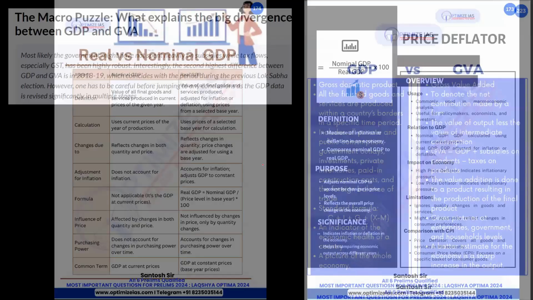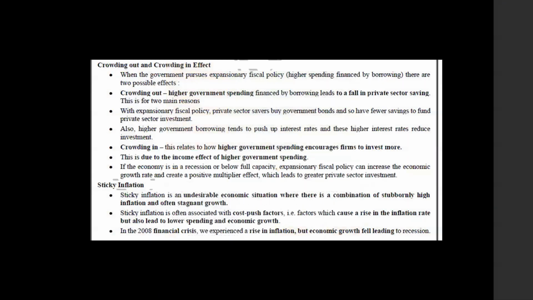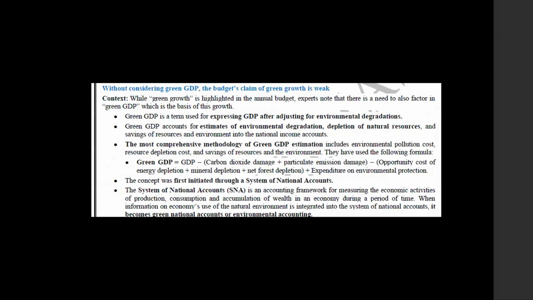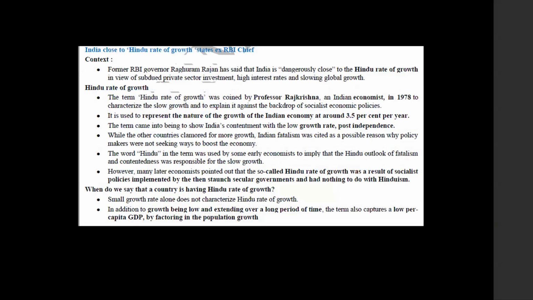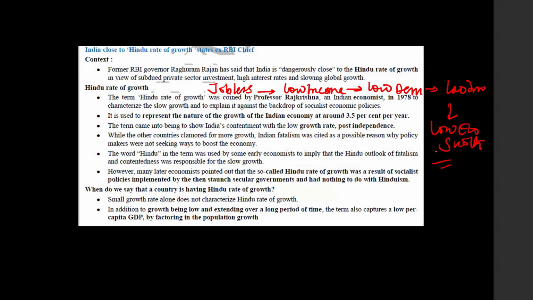Since the demand is low, why is demand low? Demand is low because incomes are not increasing. Why are incomes not increasing? Because jobs are not there. So jobless growth leads to low income, leading to low demand, leading to low investment, leading to low economic growth. Okay, guys, I hope it is clear.